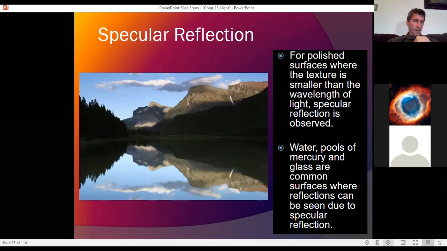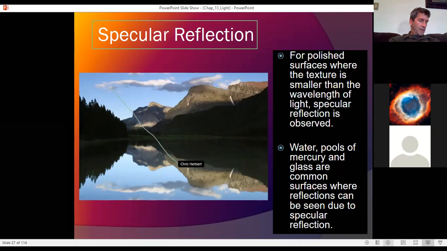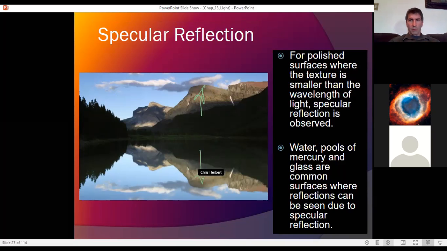What you see here off the lake, because it's a nice, calm day, is the lake is perfectly flat. And we get specular reflection in this particular case. And with specular reflection, the angle that the light comes in is equal to the angle that the light goes out, okay? And it gives us the illusion that these mountains right here are actually pointing downward from this reflected image.